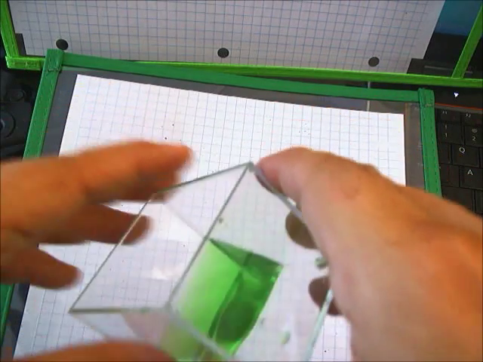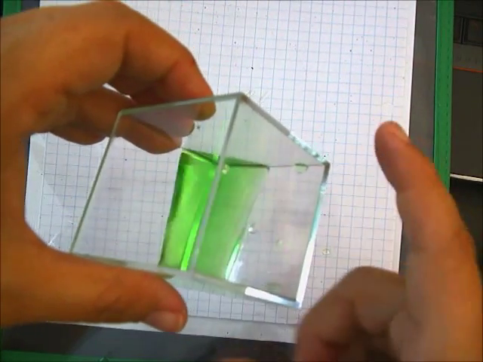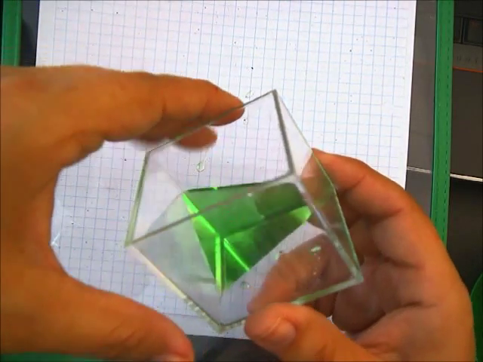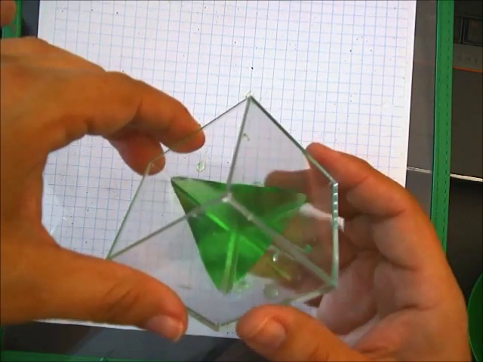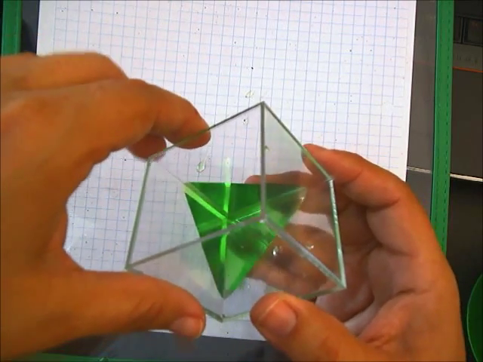Now, if I did this like so, I've got a rectangle right here. If I kept lowering the amount of water, then I would eventually get a line. And if I kept lowering the water on this part, I would eventually get a point. So I can also get a line and a point.